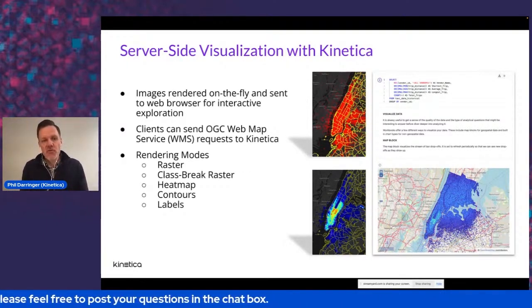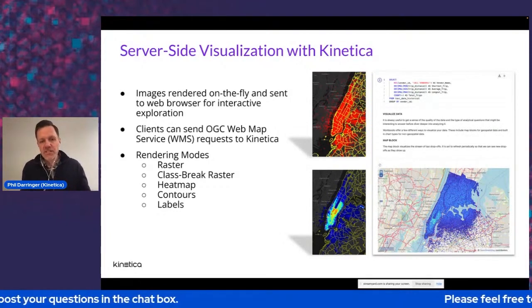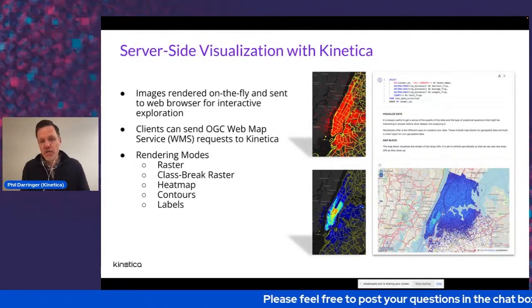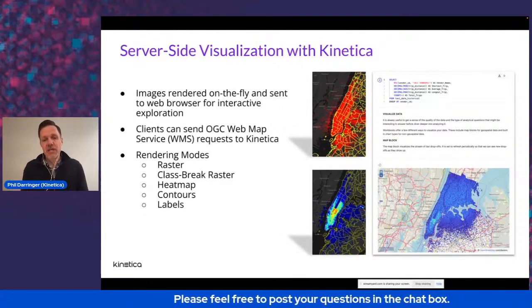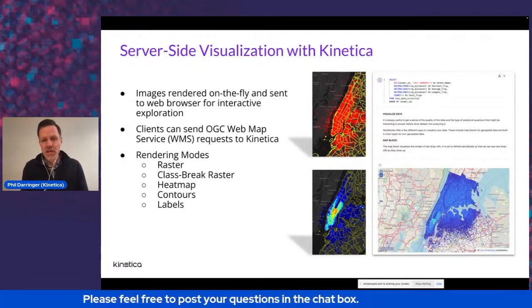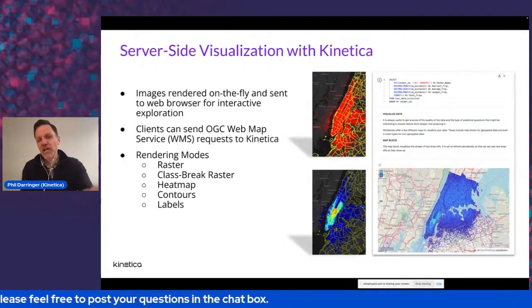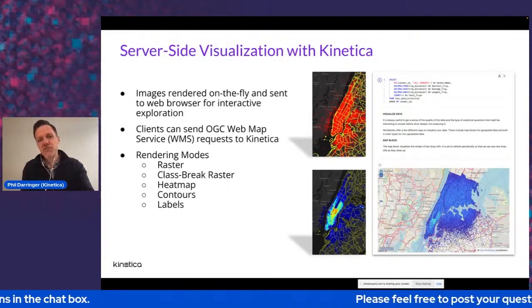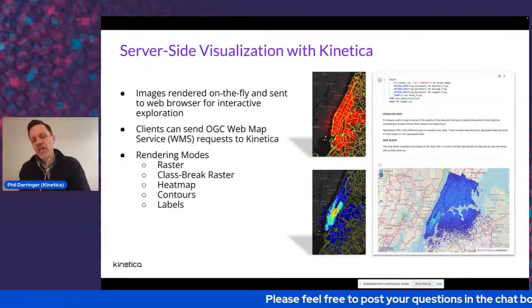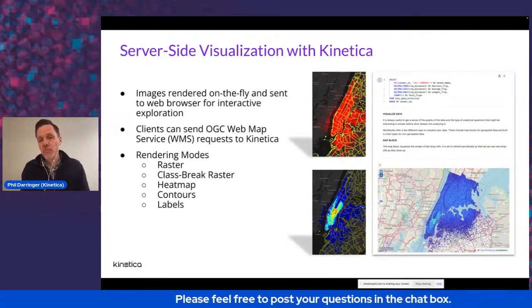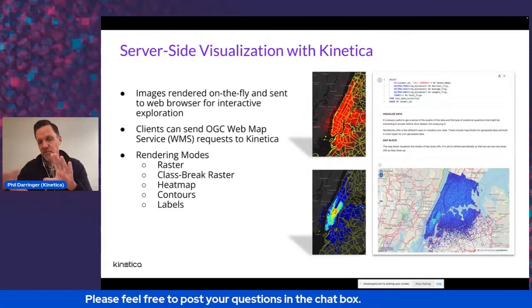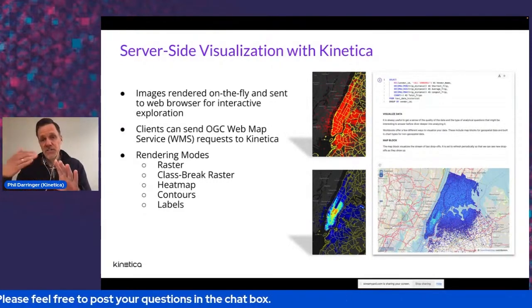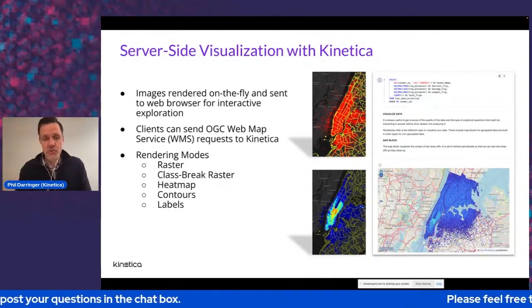And we showed you some of the rendering modes. We showed you raster, class break raster, the heat map. There are others that we support as well. So you can do contour maps, labels as well. And this can be then shown in a variety of different clients. We showed it in Tableau. You can build custom web applications to render these images. Or on the right-hand side is actually our own SQL workbench, where you can see this same visualization as part of a SQL analysis that you would be doing in our tool.